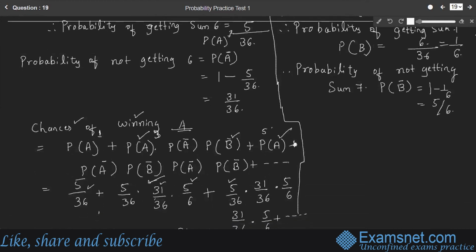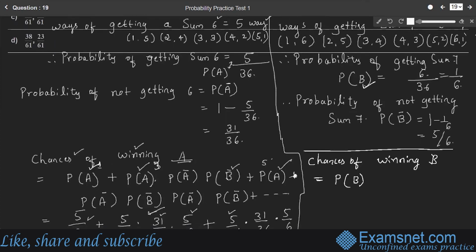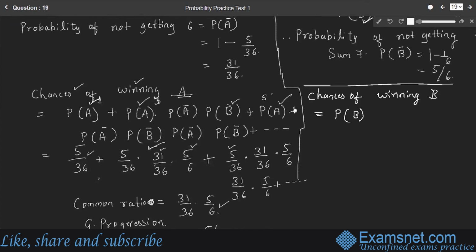Now consider chances of winning B, right? So probability of winning B is equal to, here, after the first throw, after the first roll, in the second roll, B throws a pair of dice. Therefore, probability of getting sum 7, which is P of B, we have denoted with P of B, right? So P of B, in that case, A doesn't get the sum 6.